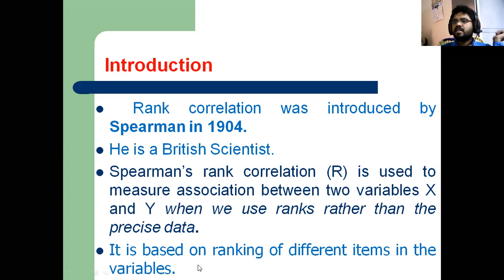Rank correlation is based on the ranking of different items in the variables, where we give ranks on the basis of their merits. For example, if you take marks, whoever got the highest marks will be given the first rank, and whoever got the least marks will be given the last rank. So rank correlation is based on the ranking of different items in the x variable or y variable.